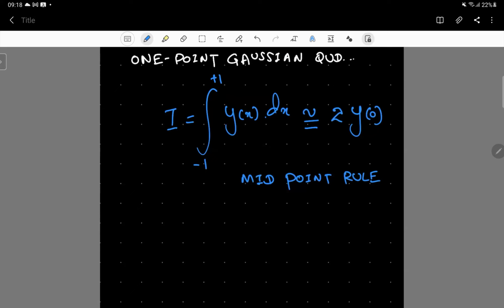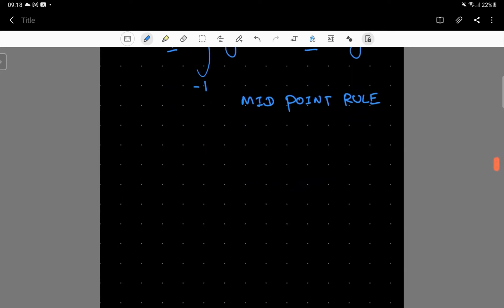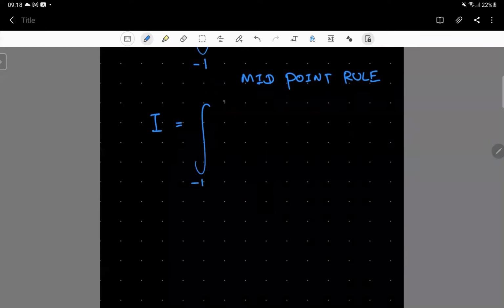So if we try to generalize this, and in this case, of course, we used only 1 point. If we think of many points, we can write a general form for this equation. We can write I is equal to the integration from -1 to +1 of y(x) dx.